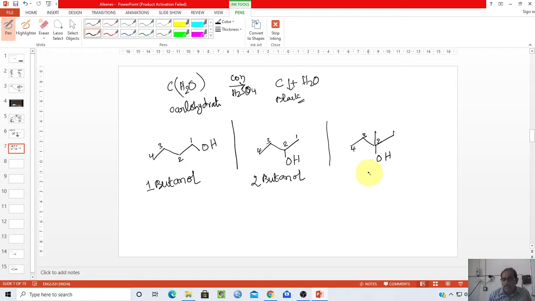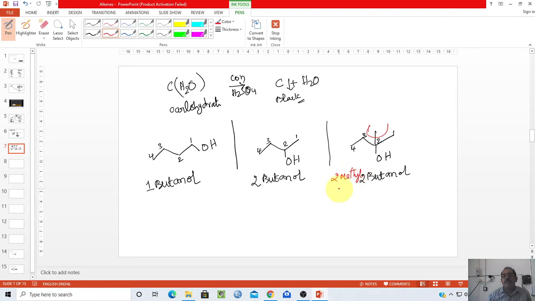So this is also butanol where the functional group is attached, it is 2. But the another one is there. What is the next one? So this group, what is this group? So this group is methyl group. So that we have to differentiate. So that is named as 2-methyl-2-butanol.